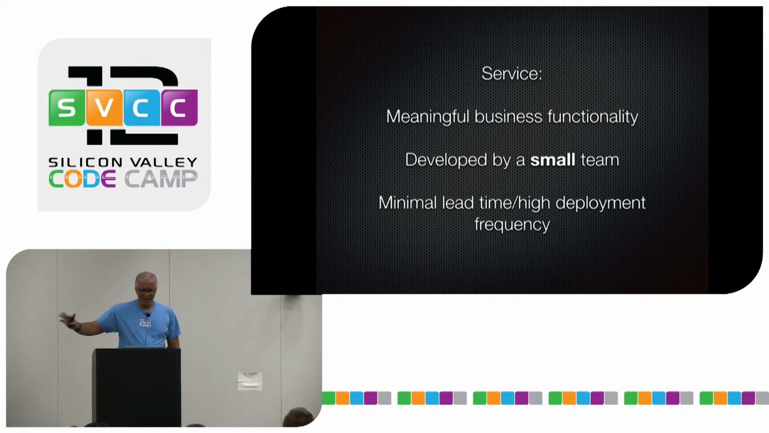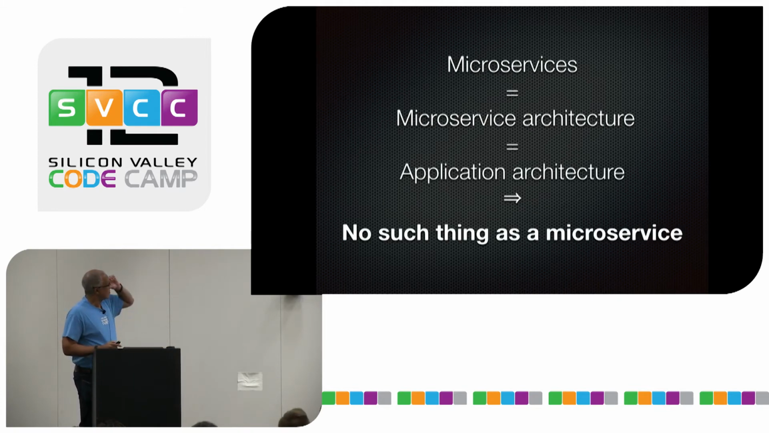So size in terms of lines of code or development effort, lines of code is a useless metric. The key is supporting a small team, to develop efficiently or deliver efficiently. That's the key attribute. So I think of it in these terms, right? To me, microservices is a shorthand for the microservice architecture, which is a form of application architecture.